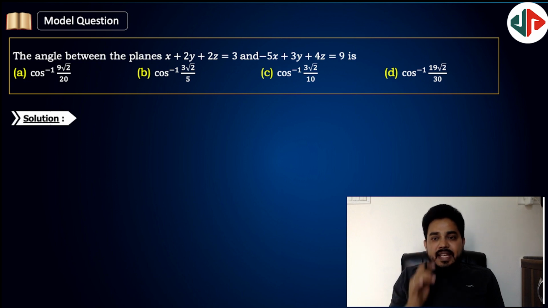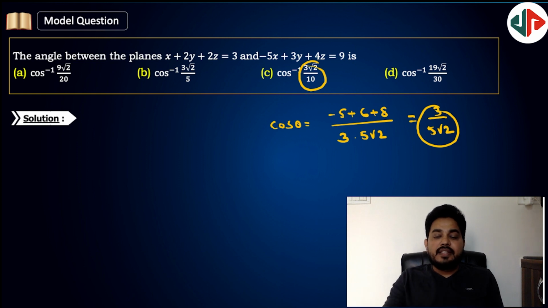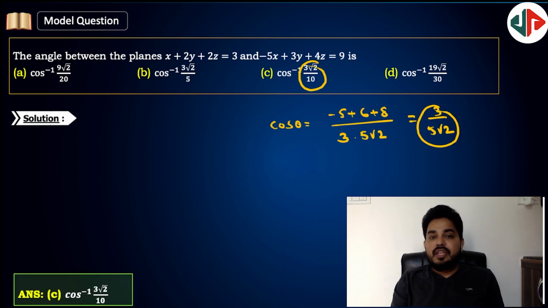Angle between the planes, again only a1 a2. So cos theta is equal to a1 a2 minus 5 plus b1 b2 plus c1 c2 by root over a1 square plus b1 square plus c1 square, root over this is 5 root 2. So answer is 9 by 15 root 2, so 3 by 5 root 2. This can be written as 3 root 2 by 10. So the answer is cos inverse 3 root 2 by 10.